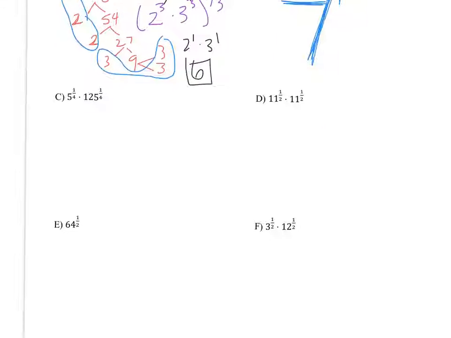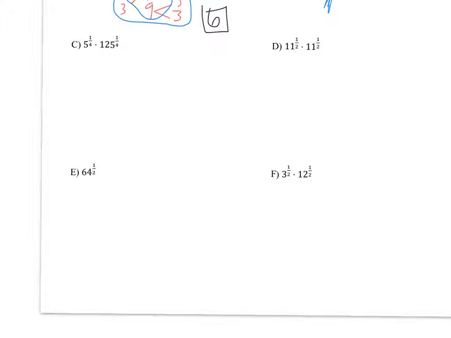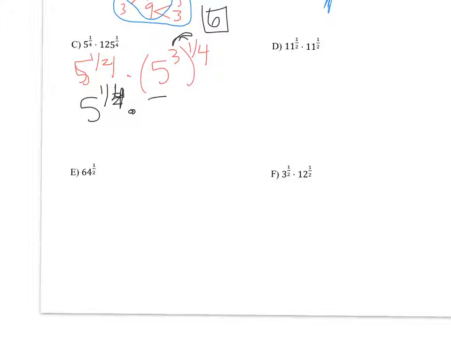So these other ones, I'm going to do C, and then I want you to try D, E, and F. So for C, I notice that I can rewrite this as 5 to the 1/4 times 125, which is the same thing as 5 cubed to the 1/4. Now again, here I can do power to a power right there. So I have 5 to the 1/4, sorry about that, times 5 to the 3/4. Power to a power you multiply.